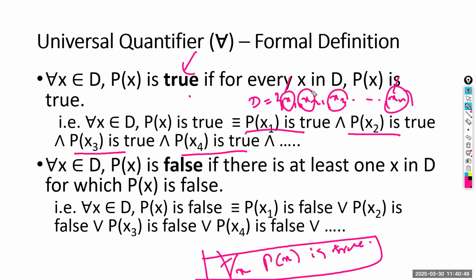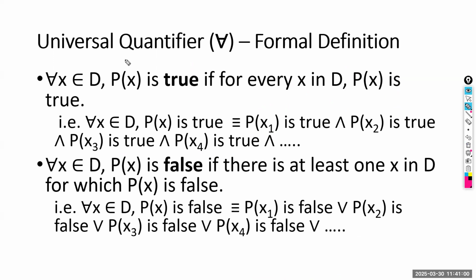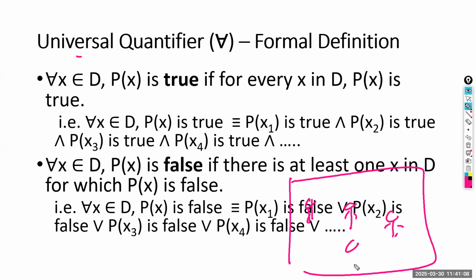But if you find that for at least one value it is false, your statement is not correct because you say for all x it is true. For example, let's say these are our students. Assume we have 10 students and all 10 students are wearing a hat. Then someone will come and say all students are wearing a hat.